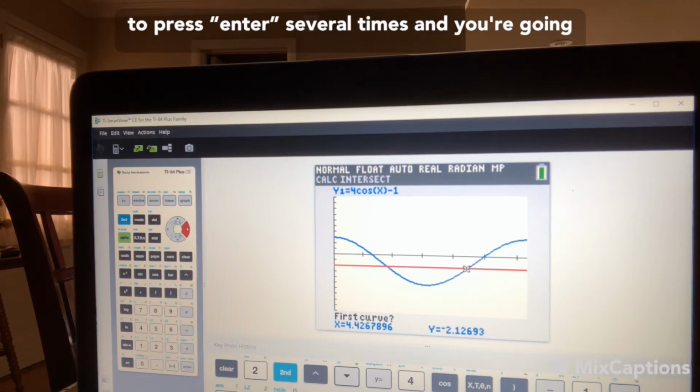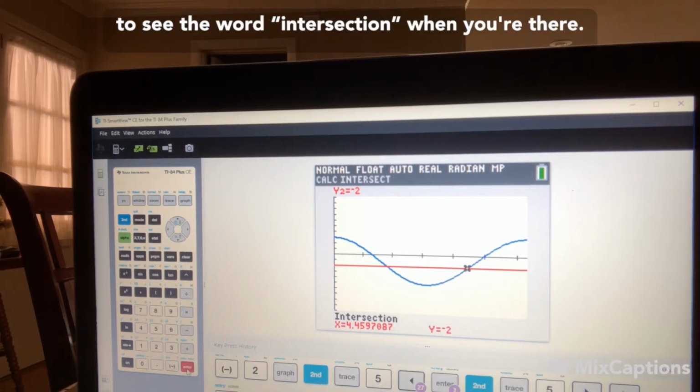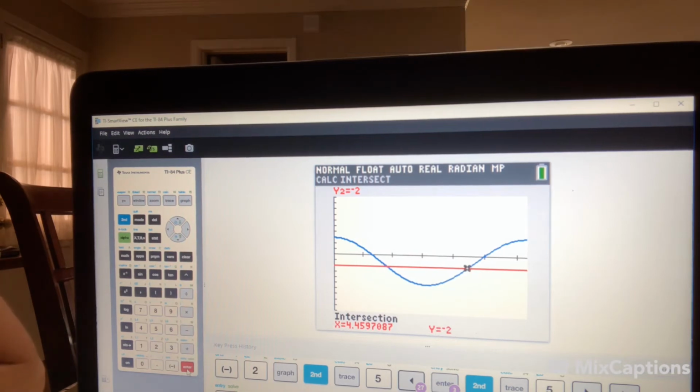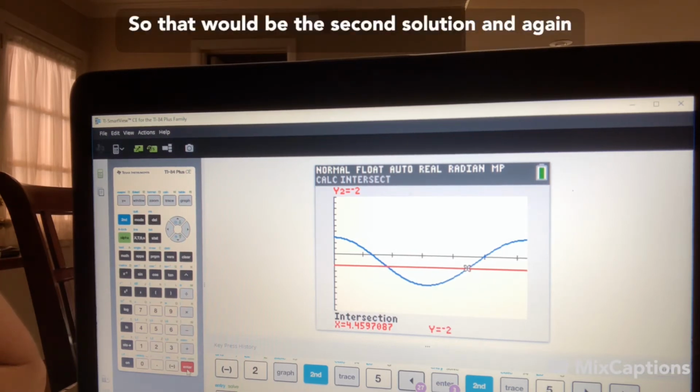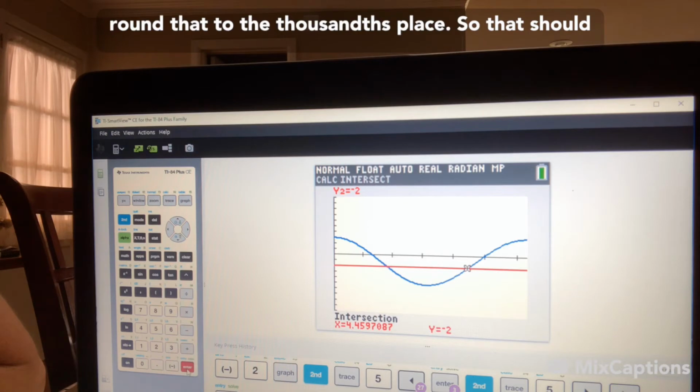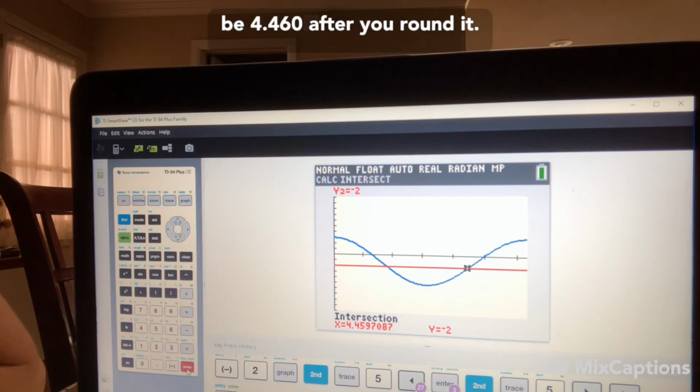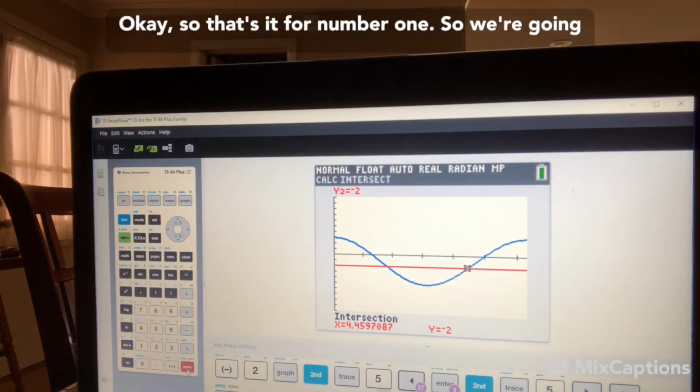And then you want to press enter several times. And you're going to see the word intersection when you're there. So that would be the second solution. And again, round that to the thousandths place. So that should be 4.460 after you round it. Okay, so that's it for number 1.